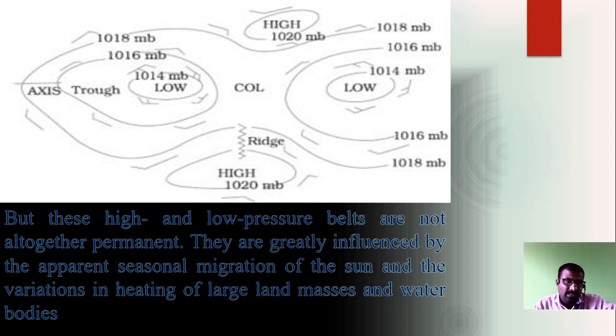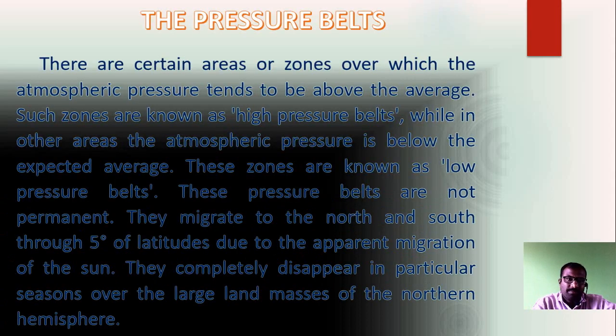These are the diagrams showing how the horizontal atmospheric distribution is seen. But these high and low pressure belts are not altogether permanent. They are greatly influenced by the apparent seasonal migration of the sun and the variation in heating of large land masses and water bodies.